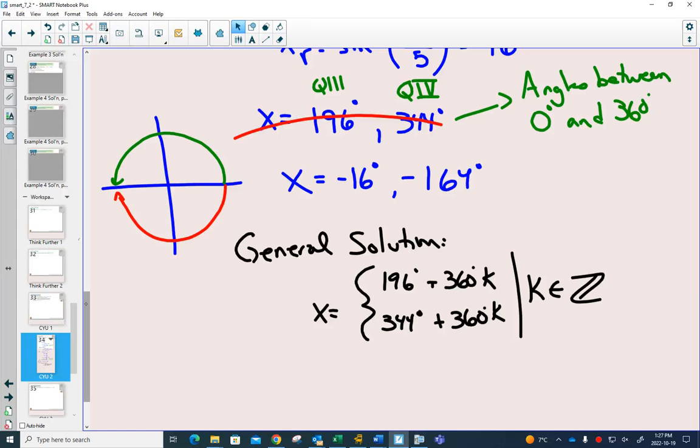Because all your general solution is doing is saying every single thing that's coterminal. And it doesn't matter what your starting value is. So instead of 196, I could have written negative 164. It would do the same thing. But for me, I always like to use the answers in the first time around when writing my general solution. But there's more than one way that it could be written. So I'd like you to circle questions 6 and 7.